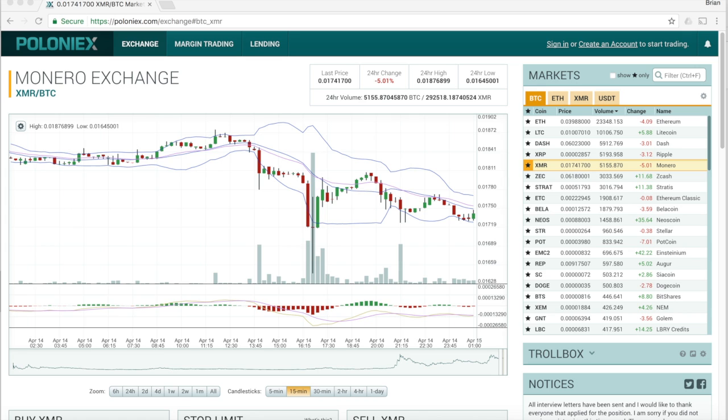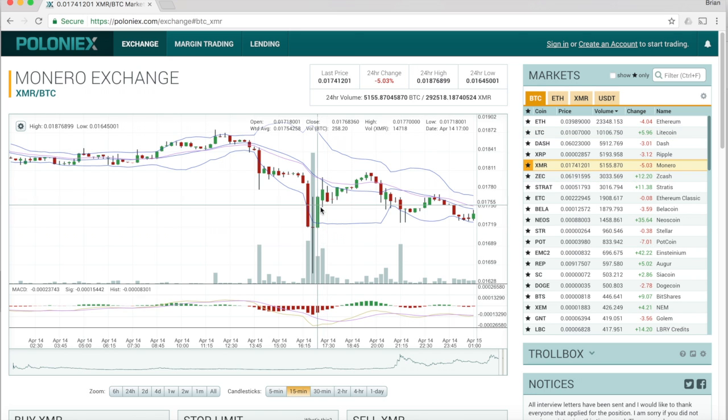Here's the XMR BTC Monero versus Bitcoin chart on the Poloniex exchange. The candlestick setting, which might be called the period on some exchanges and software, is set to 15 minutes, which means each one of these candlesticks represents a 15-minute period of time.